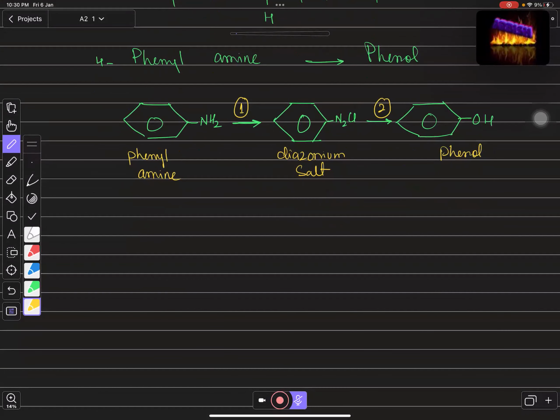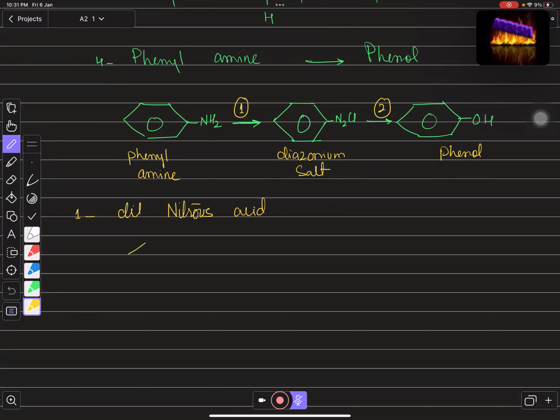और वो कैसे बनेगा देखें. First step में आप phenylamine को diazonium salt बनाओगे, और उसको बनाने के लिए you need to use nitrous acid. You need to use dilute nitrous acid and dilute hydrochloric acid, right? So initially we need to use dilute nitrous acid.